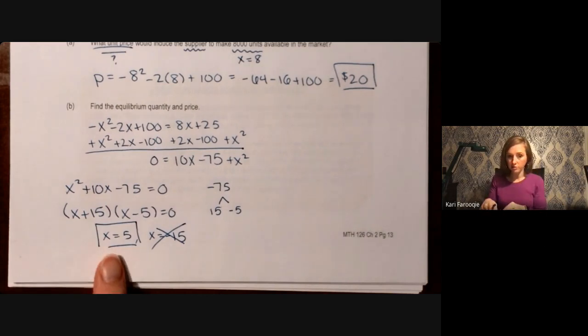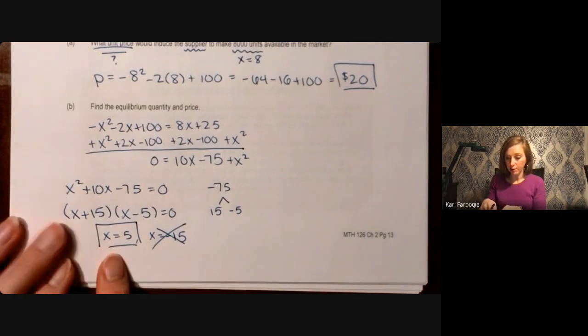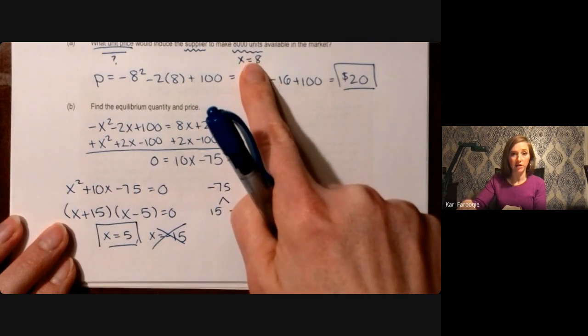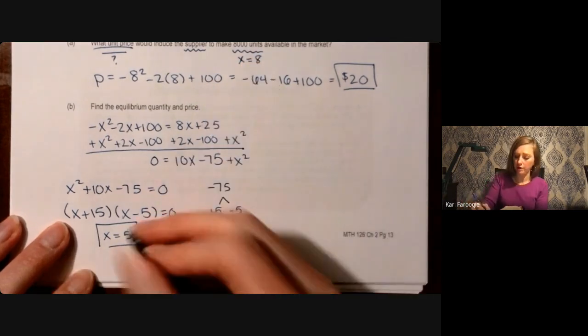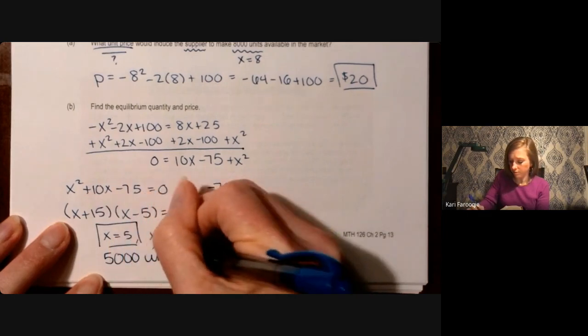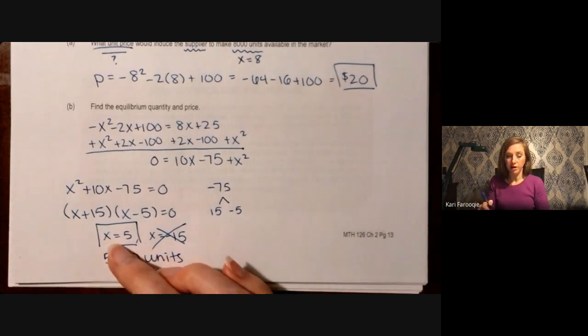This leads me to the quantity. Remember that x is in units in thousands. So if I was talking about 8,000 units, I said that x was 8. So if x equals 5, this means 5,000 units. Once I have that, though, I need to go ahead still and keep this x to find the equilibrium price.